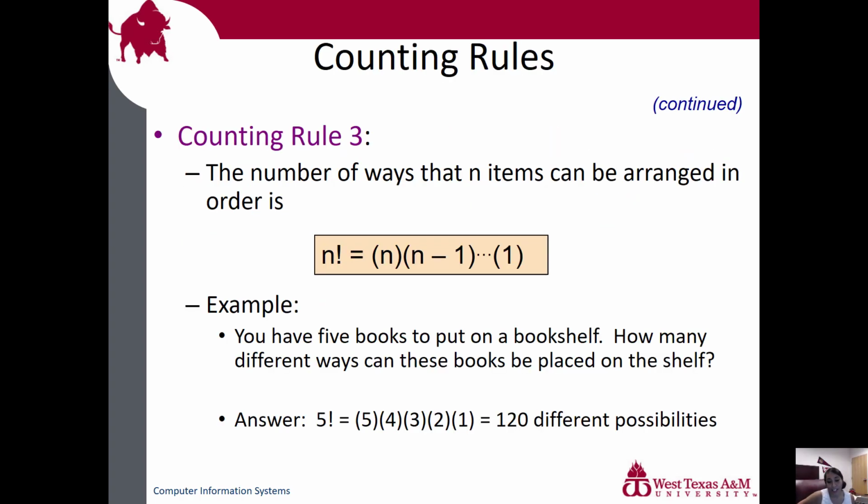Counting rule 3 calculates the number of ways that a certain number of items can be arranged in order. For example, if you have 5 books to put on a bookshelf, how many different ways can these books be placed on the shelf? Your answer is 5 factorial.